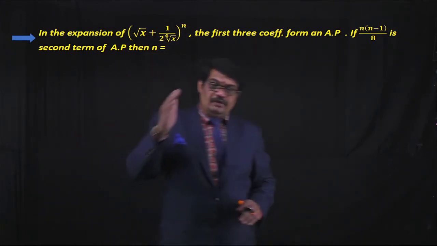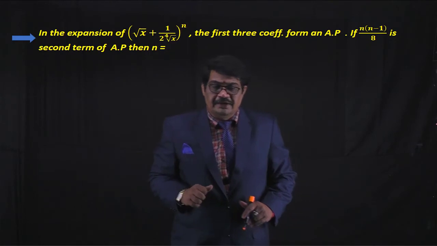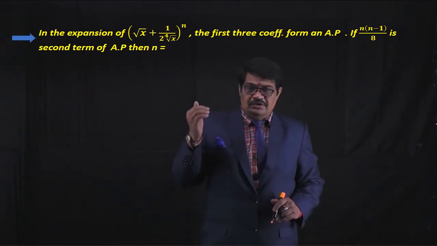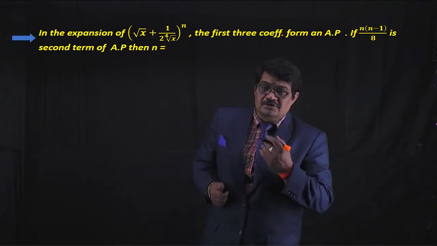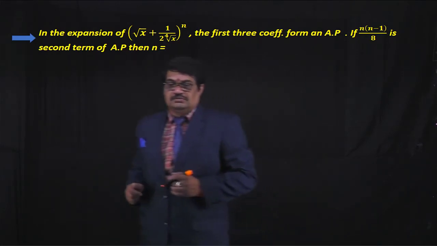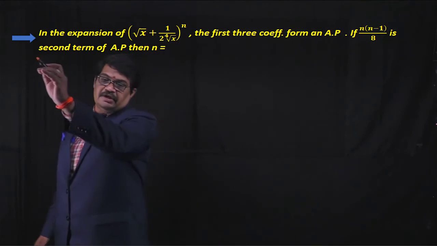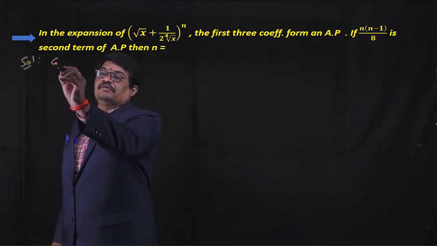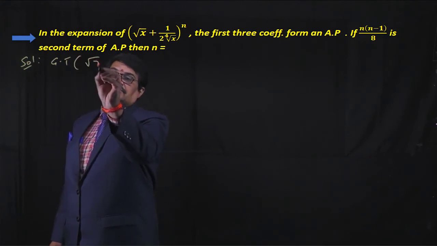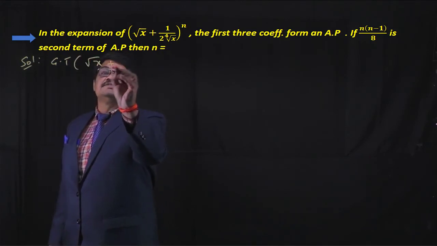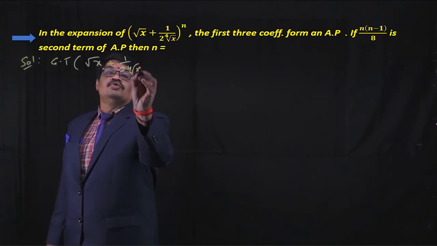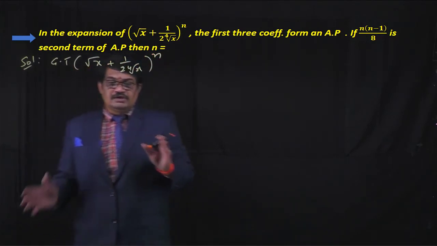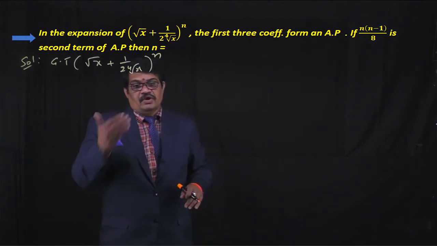If n into n minus 1 by 8 is the second term of the AP, then what is the value of n? So what is the given expression here? See the solution. The given expression is (root x plus 1 by 2 into 4th root x) whole to the power of n. In that, the first three coefficients form an AP.